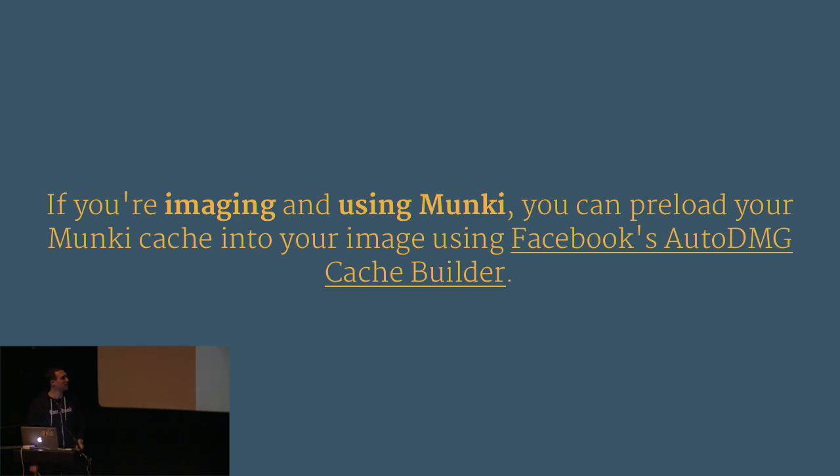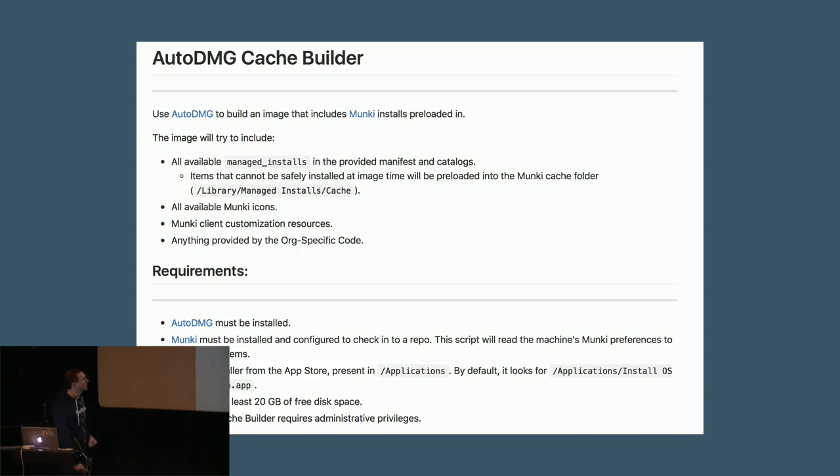If you're imaging and you're using Munki, then it's even easier, because you can use our nice little tool called AutoDMG Cache Builder, which I wrote and which solves most of our problems. The idea behind AutoDMG Cache Builder is that it preloads all the things in your Munki manifest into the image in as safe a way as possible. Things that cannot be safely installed in the image, things that may have postflight scripts or complicated actions or things that have to run in a user's context, all get put into the Munki cache directly. So when your Munki bootstrap triggers after a machine's been imaged, all those files are already downloaded. This is a huge, huge time savings if you have a lot of stuff that you're installing during your bootstrap.